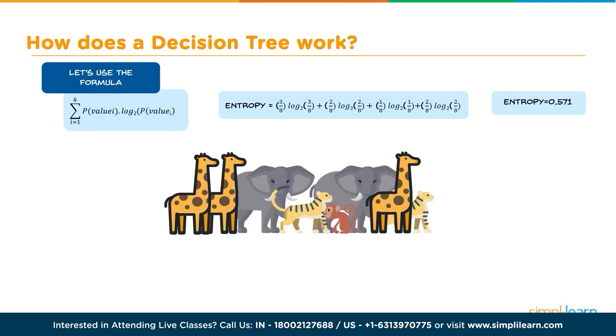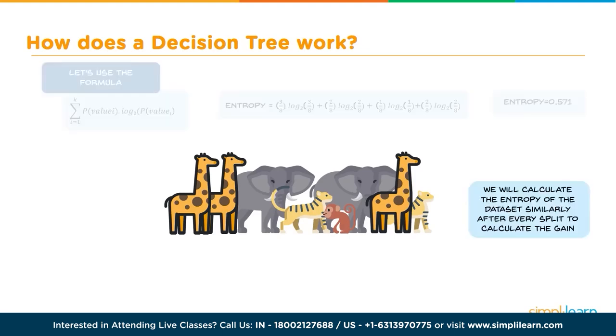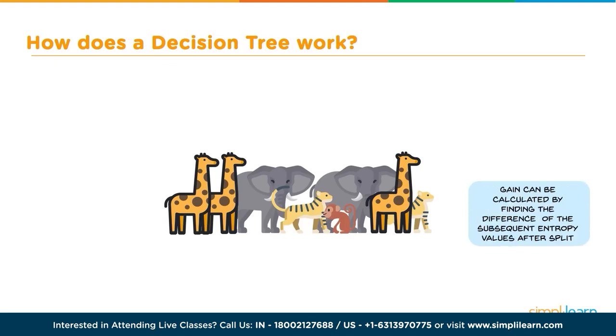And if we plug that into our computer or calculator, I obviously can't do logs in my head, we get an entropy equal to 0.571. The program will actually calculate the entropy of the data set similarly after every split to calculate the gain. Now we're not going to go through each set one at a time to see what those numbers are. We just want you to be aware that this is a formula, or the mathematics behind it. Gain can be calculated by finding the difference of the subsequent entropy values after a split.